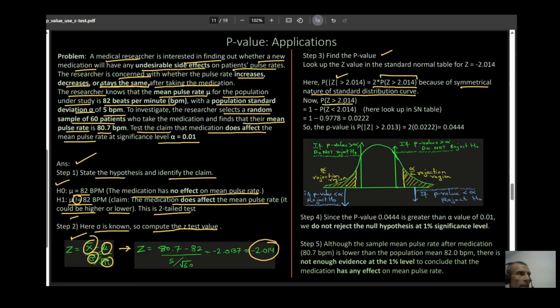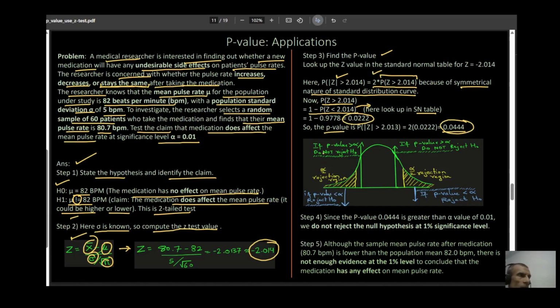So the probability of that is equal to 1 minus this expression right here. And the reason I'm using this one is because I can calculate this value through my standard normal table. So using the standard normal table, I calculate the values and the answer comes out to be 0.0222. So the p-value is 0.0444. Okay, I'm multiplying by 2 because of this right here.